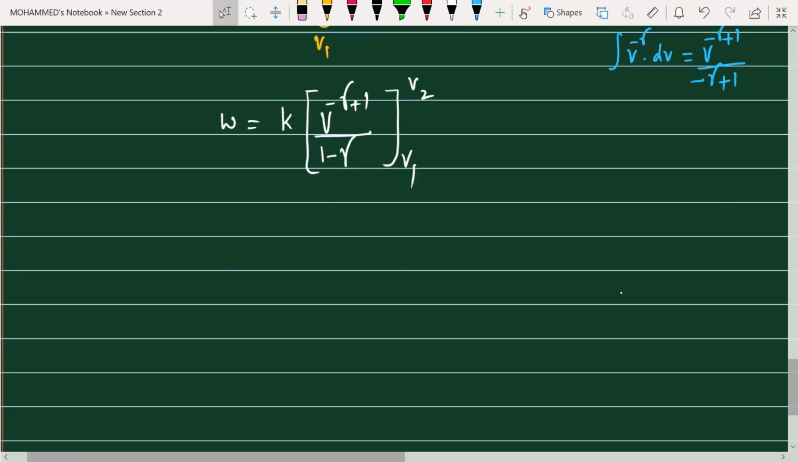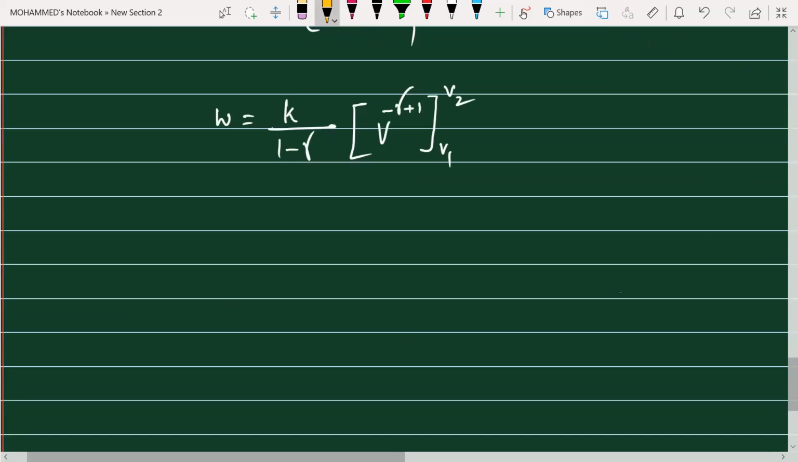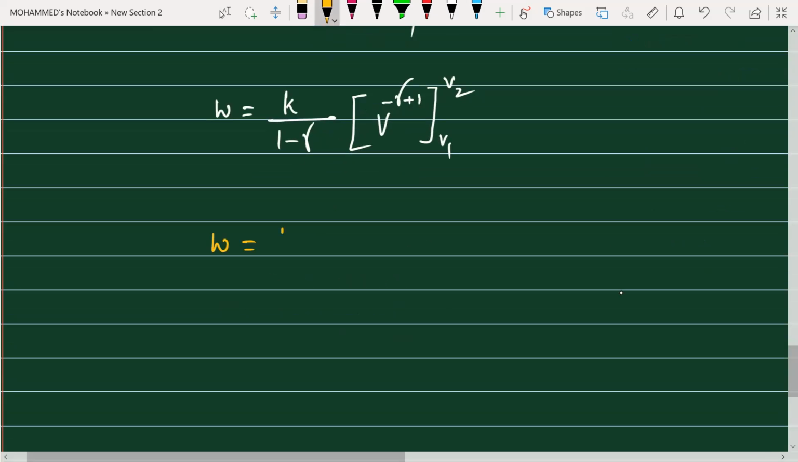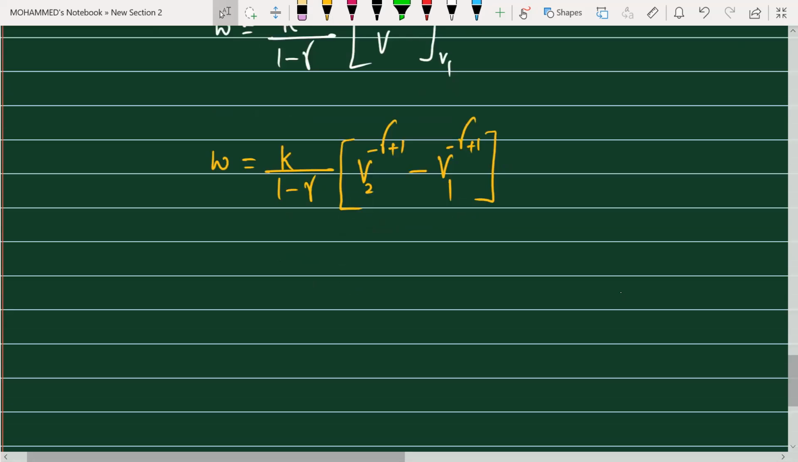So from this, see the next step. W is equal to K divided by 1 minus gamma, which you also bring out. So this will be V to the power of minus gamma plus 1, with limits from V1 to V2. Now substitute the limits and simplify. So W is equal to K divided by 1 minus gamma into, in the place of V I substitute the upper limit, V2 to the power of minus gamma plus 1, minus V1 to the power of minus gamma plus 1. Can I write like this?